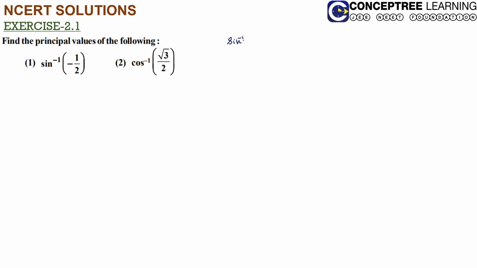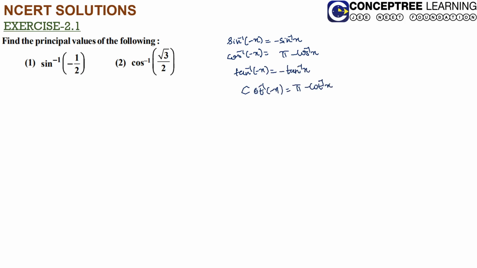Sine inverse of minus x is equal to minus sine inverse of x. And cos inverse of minus x is equal to pi minus cos inverse of x. And tan inverse of minus x is equal to minus tan inverse of x. Then cot inverse of minus x is equal to pi minus cot inverse of x.